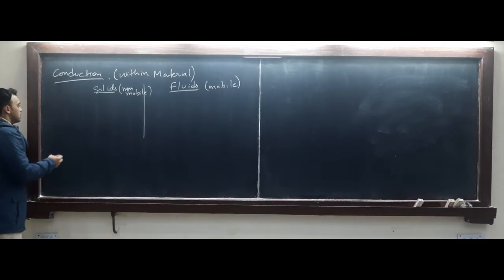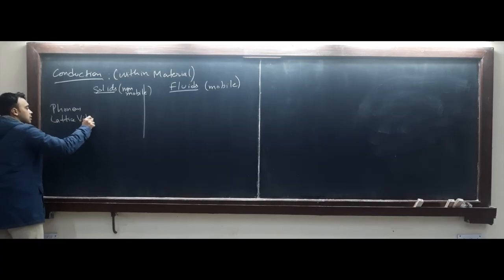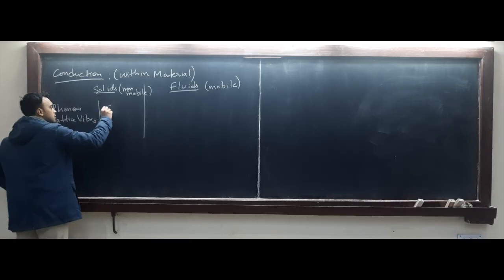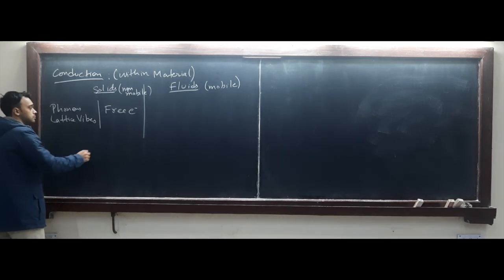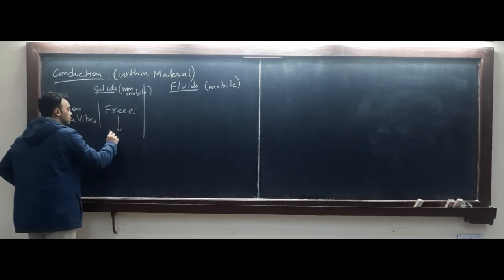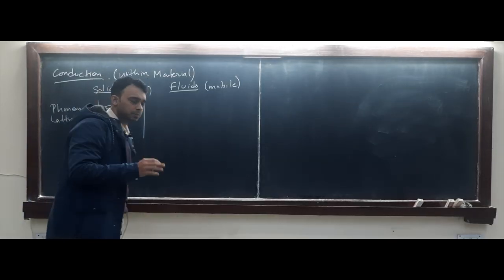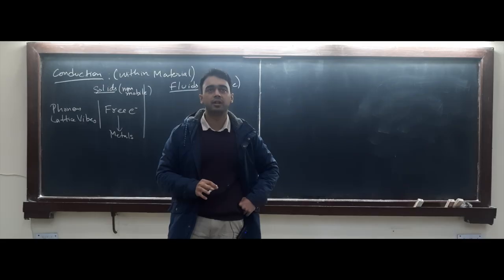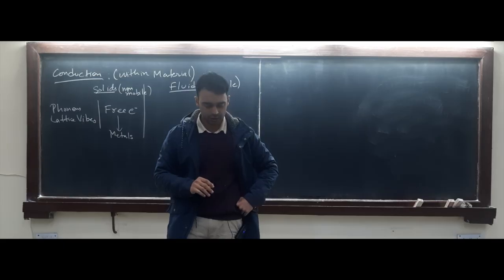Phonon waves. So there were phonons or lattice vibrations, and then there were free electrons in case of metals, primarily for metals. So metals primarily use the free electron mechanism, whereas other materials like wood use a combination of phonons plus free electrons. How much they use depends on material to material.